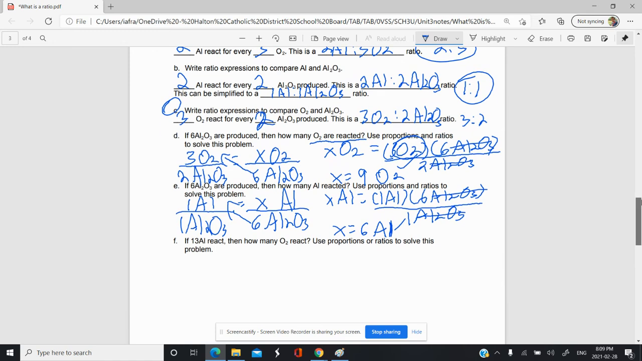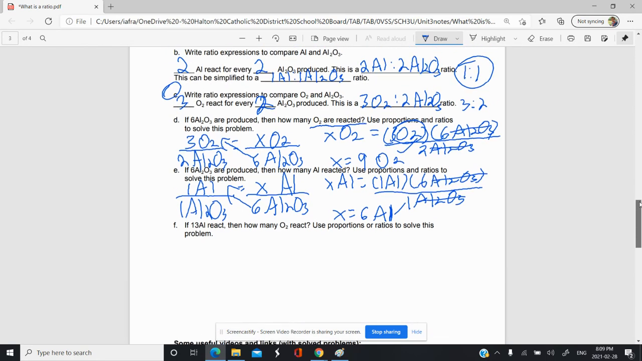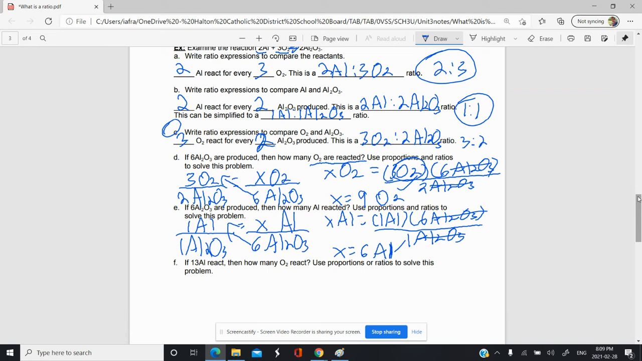Okay, so if 13 aluminum react, then how many O2 react? Use proportions and ratio to solve. So 13 aluminums react. Compare aluminums and oxygen. We want to find how much O2 we have. So I'm going to write it like this. My regular ratio for my equation is 3 O2 for every 2 Al.